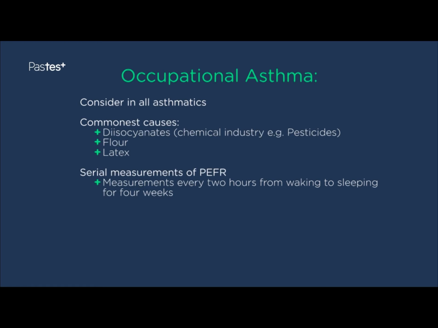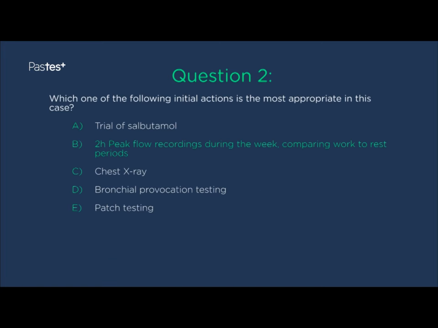These measurements need to be done every 2 hours from waking to sleeping for 4 weeks. And what you're looking for is a dip in the peak flow rate associated with exposure to the work environment. I'm just going to now go back to the different options and talk through them, explaining why the others are incorrect. So A, trial of salbutamol is incorrect.